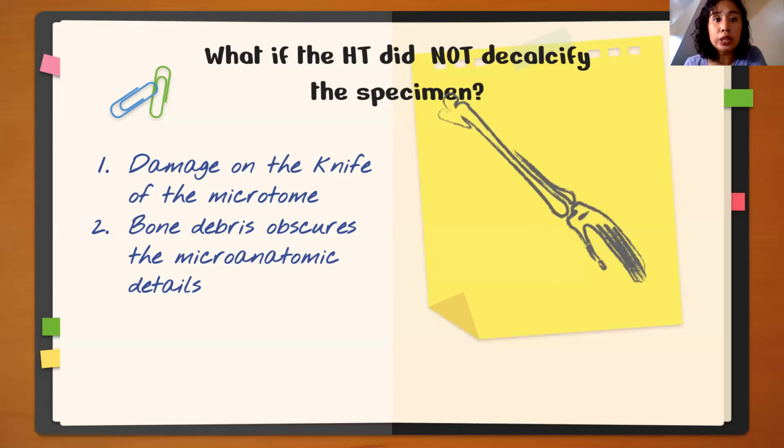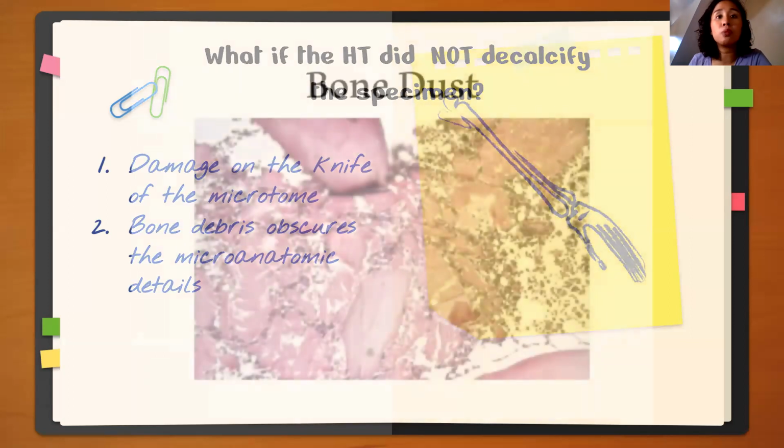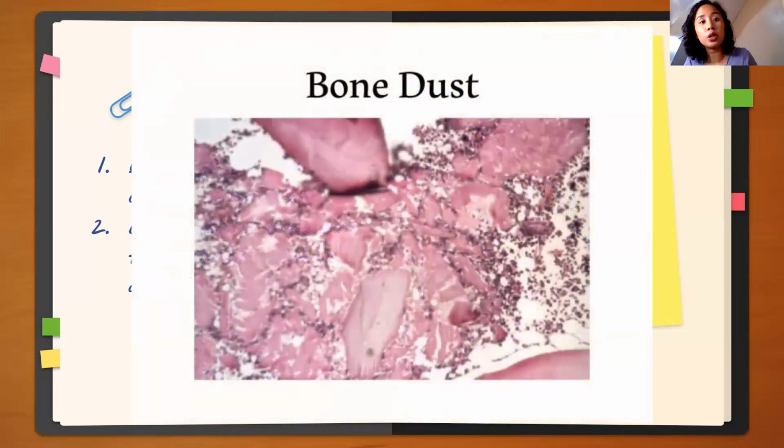So what if the histotechnologists did not decalcify the specimen? It could damage the sharpness of your microtome knife. And class, di ba, our goal is to ensure that the morphological structure, the architectural pattern of your tissue is clear. Pero kung hindi mo tinanggal ng maayos, mayroon tayong bone debris and bone dust. It could obscure the clear morphology of our tissues. Yan, may nakikita ka ba? Ako, ang labo lang, because of bone dust.